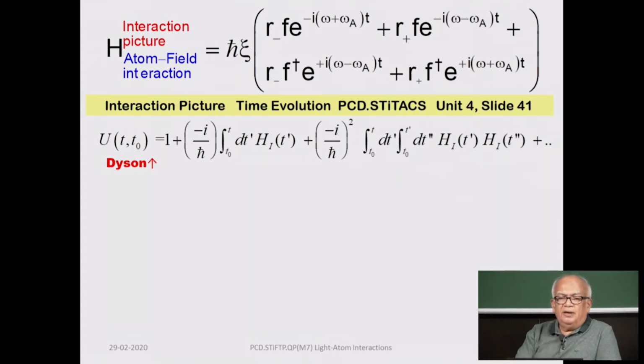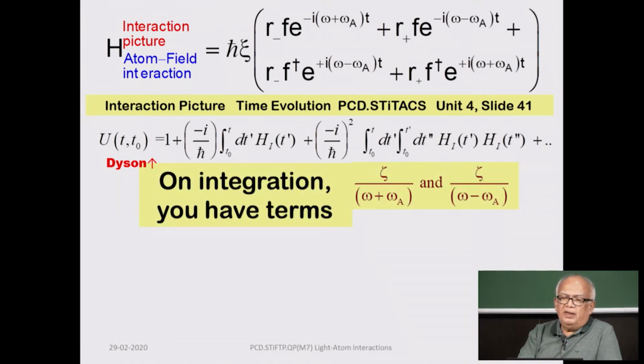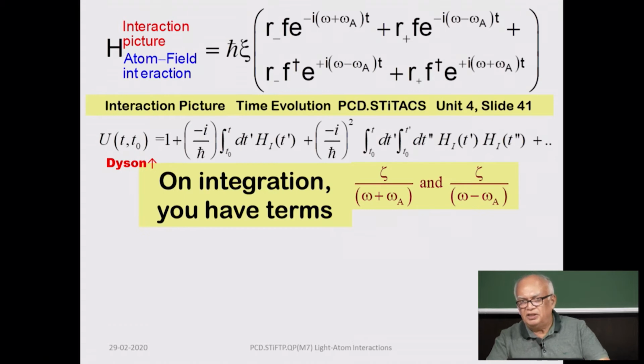and you have these integrals involved in the Dyson operator, and when you carry out this integration, you can notice immediately that you have got terms such as these which will be involved in the integrands, and that will give you terms like zeta over omega plus omega A. Forget about what is zeta, because it is just whatever comes in the numerator, which I have indicated as zeta.